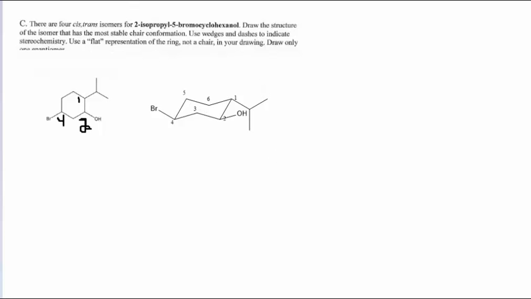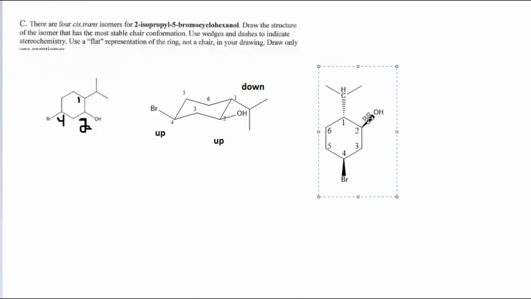At this point, I need to convert them back. So I'll notice that at 1, we're going downward. At 2, we're going upward. And at 4, we're going upward in space. When we convert that back to our skeleton, that means that 1 will be a dash, 2 will be a wedge, and 4 will be a wedge.